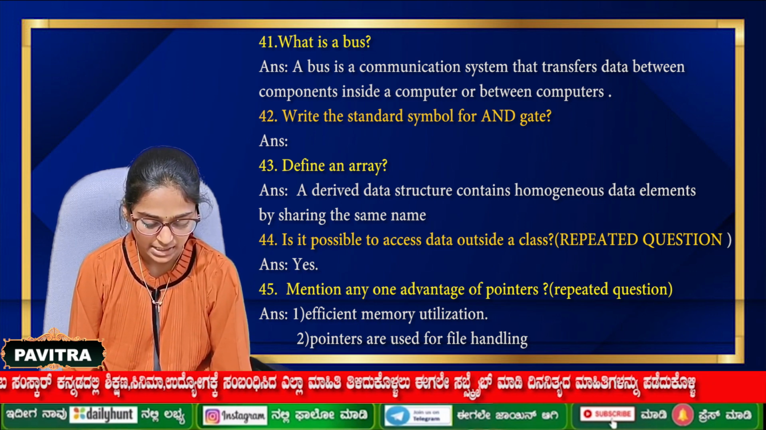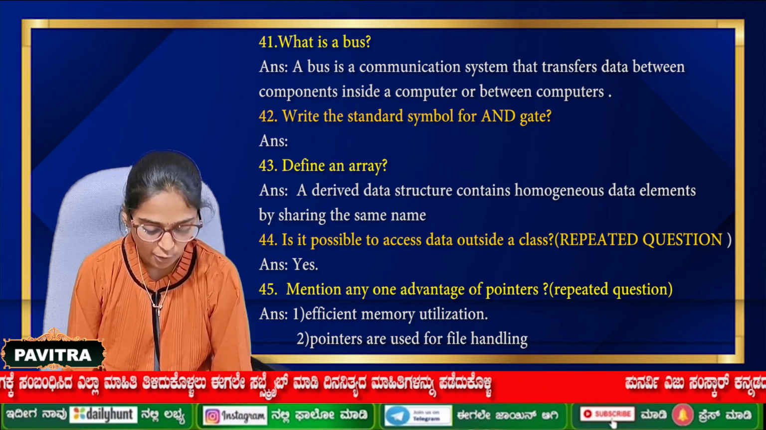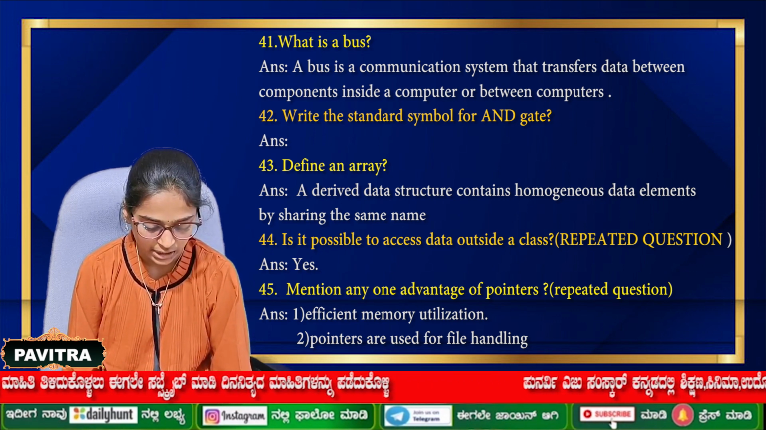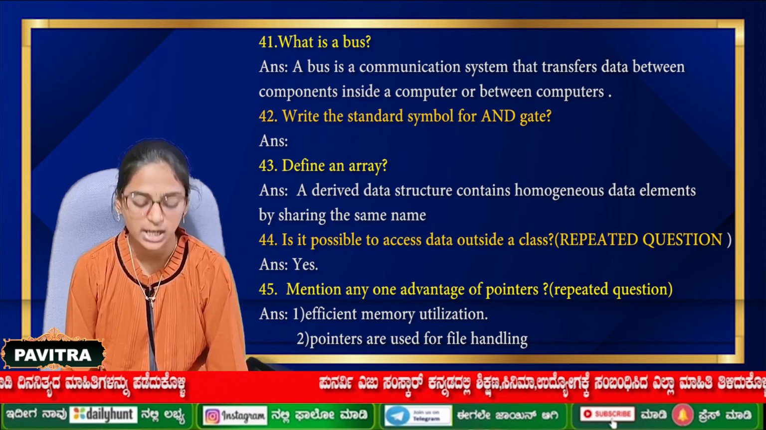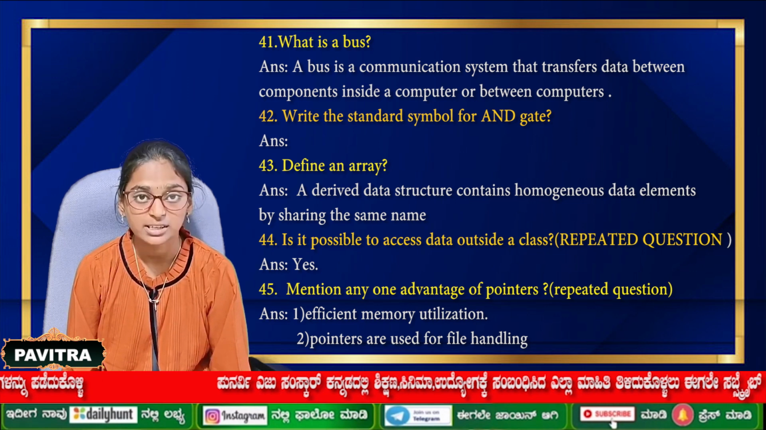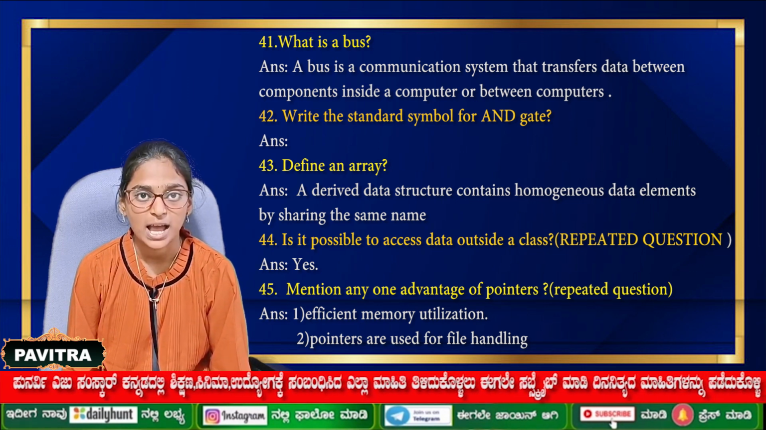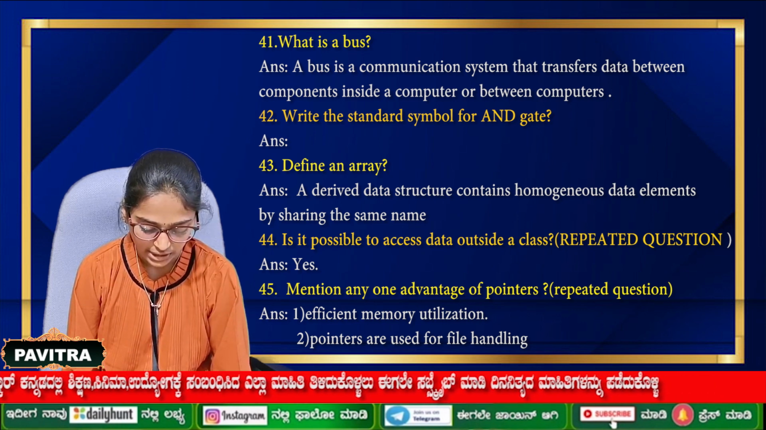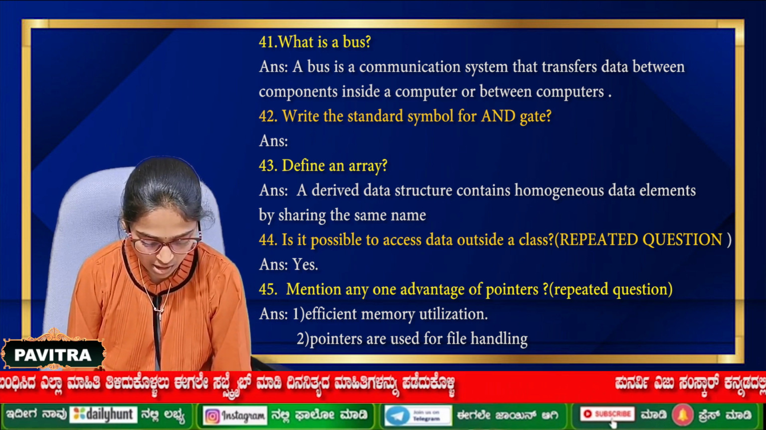42. Write the standard symbol for AND gate. Please refer to the textbook. 43. Define an array. A derived data structure contains homogeneous data elements by sharing the same name. 44. Is it possible to access a data outside a class? Answer. Yes, and it is a repeated question.